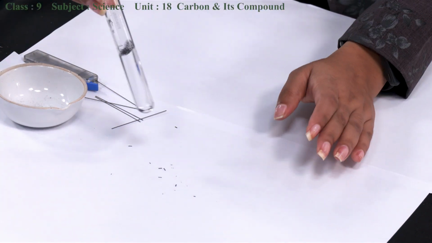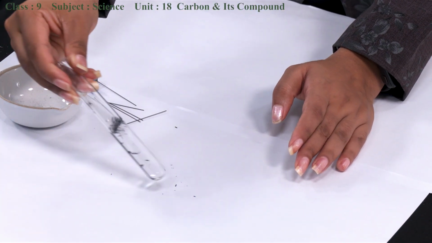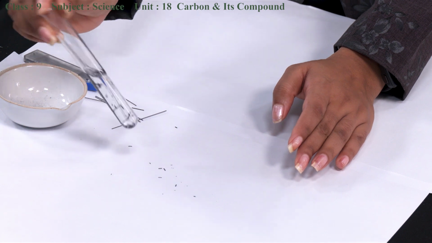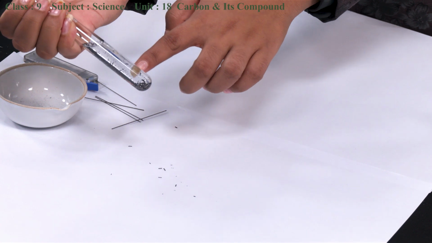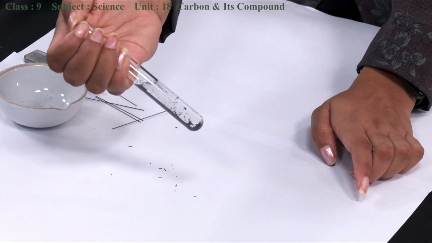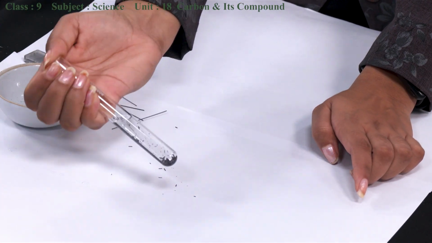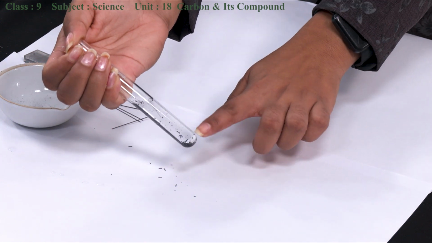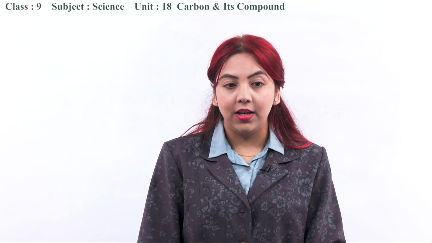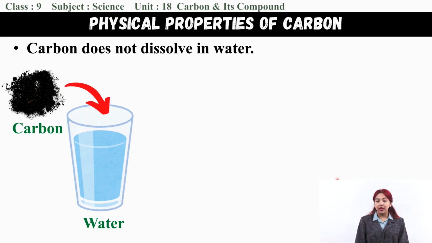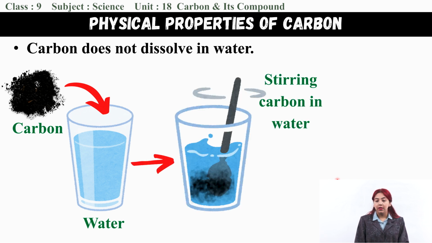No. Let us stir it. Now, you can see it does not dissolve in water. Now, from this, we just proved the physical property that we just studied, that carbon does not dissolve in water. What we saw is the powdered form of carbon. When we poured it in water and stirred it, we saw that carbon did not dissolve in water. So, from this, we can say that carbon does not dissolve in water.